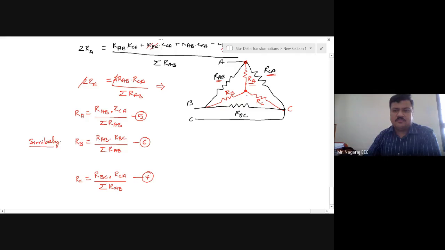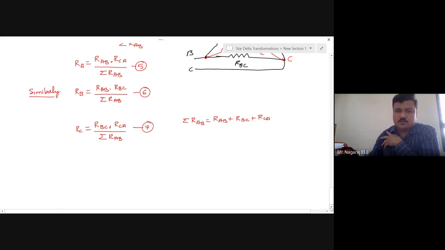In equivalent star, any terminal resistance is equal to the product of two resistances connected to that terminal divided by the sum of all the delta connected resistors. So this is how I get it, and the summation is RAB plus RBC plus RCA. Now it is not true only with the resistors, it is true with impedances also.